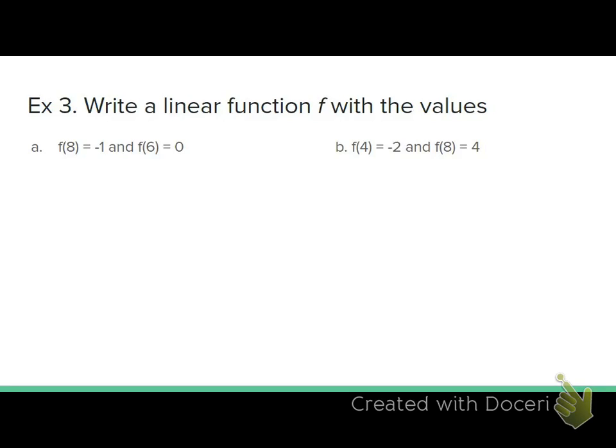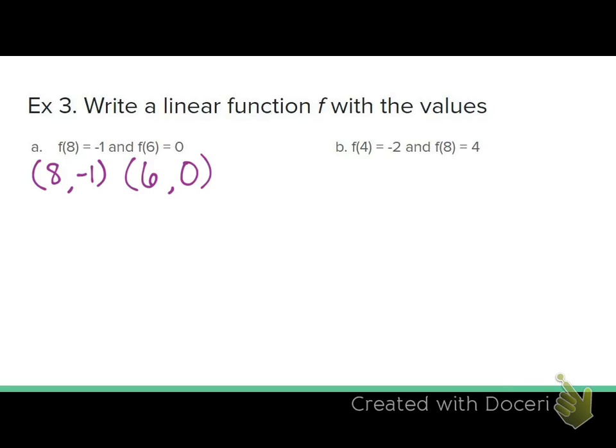All right, example 3 is going to look kind of familiar because we did problems similar to this last week with the function notation. So you might remember the very first thing we had to do was turn the function notation into the points that it gives us. So f of 8 equals -1. What point does that give me? What did they plug in for x? 8. And what did they get out as their output? Good. What about f of 6 equals 0?